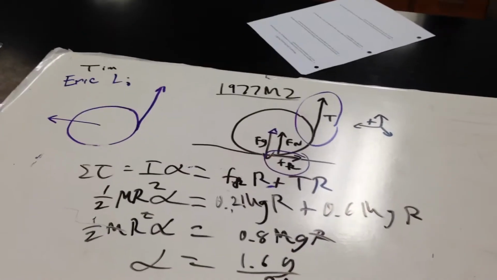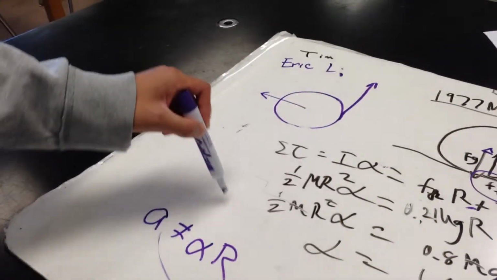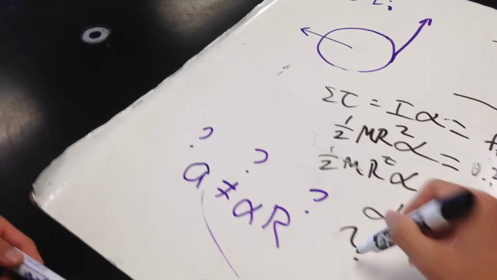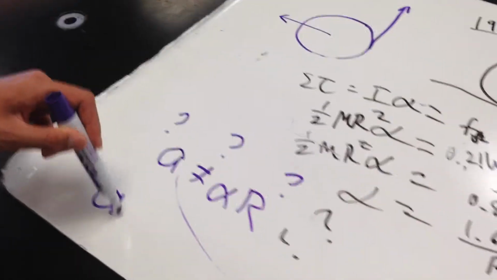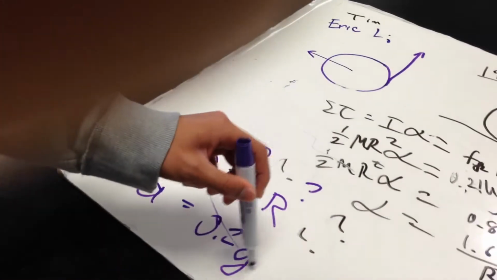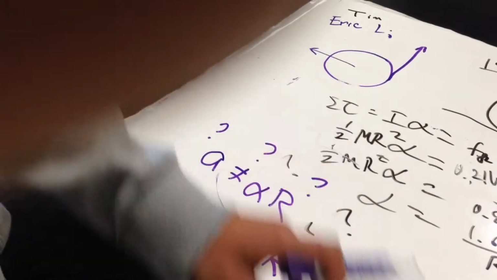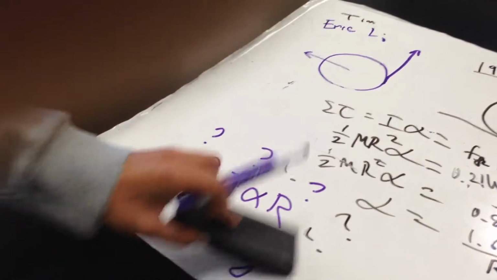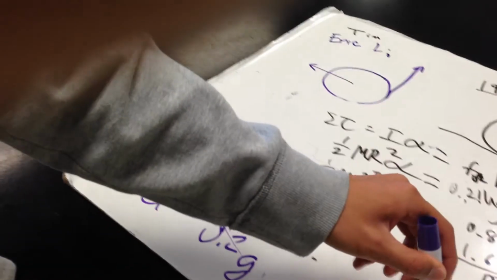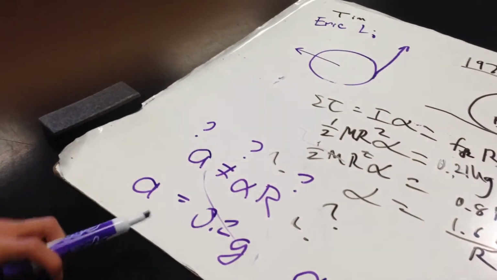Alright, so part D asks, why is it that acceleration does not equal alpha r? Why is this? This is a great question. So, we calculated acceleration to be 0.2 g, I'm sorry. And alpha equals 1.6 g over r. Clearly these are not equal.